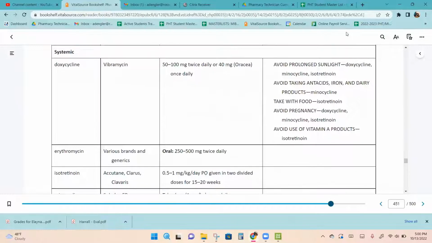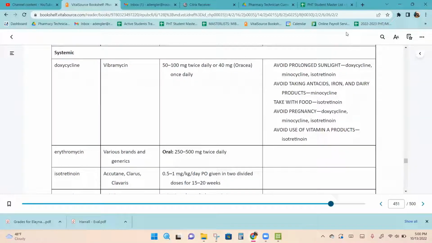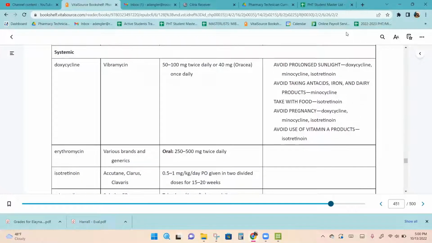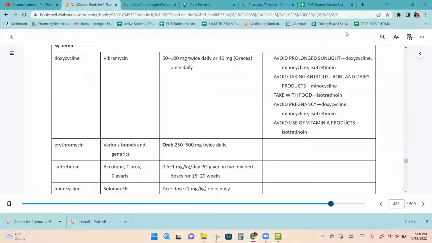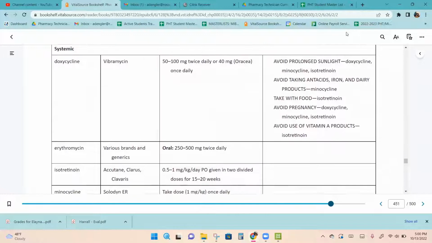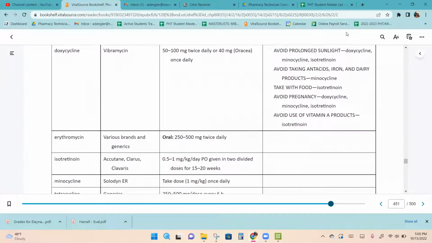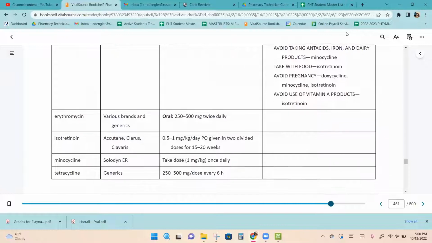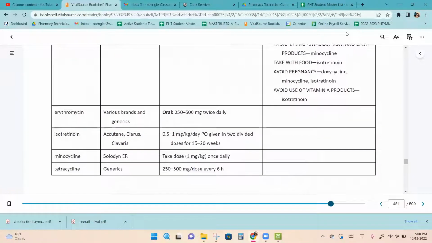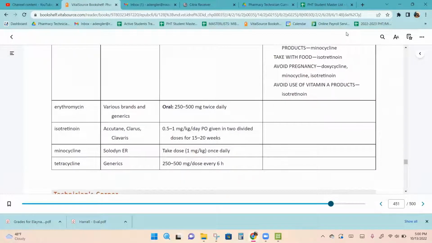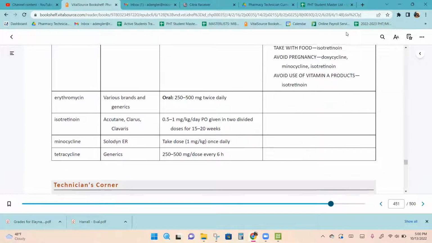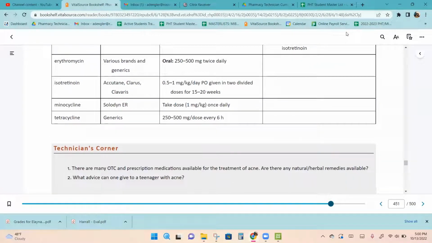For the systemic medications, the doxycycline, minocycline, and tretinoin, all say avoid prolonged sunlight. Minocycline, you should avoid taking acids, iron, and dairy products. Isotretinoin says you should take with food. You should avoid pregnancy with doxycycline, minocycline, and isotretinoin, and avoid use of vitamin A as well with isotretinoin.